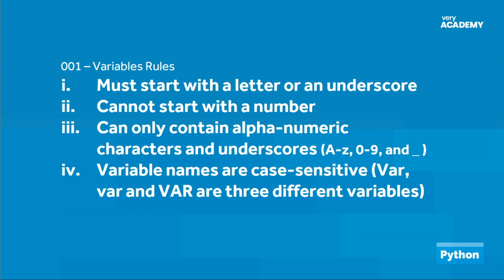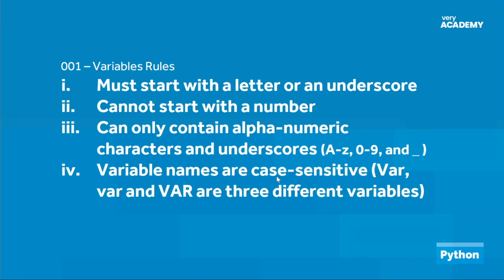Variable names must start with a letter or an underscore. It cannot start with a number. That's the important part there. Variable names can only contain alphanumeric characters and underscores, so A to Z, capitals, 0 to 9, and the underscore.